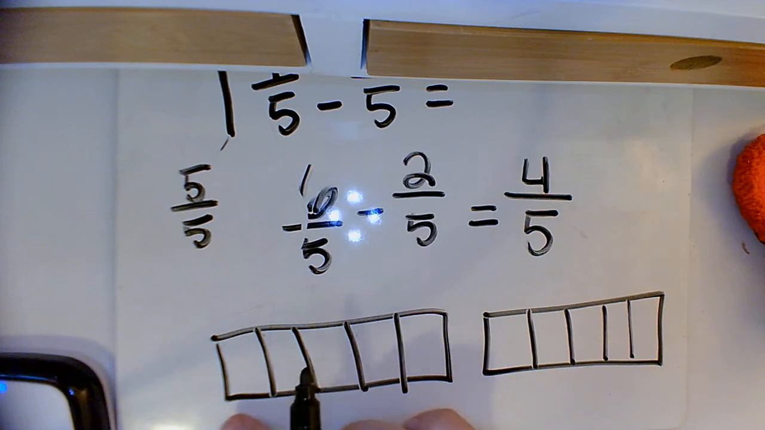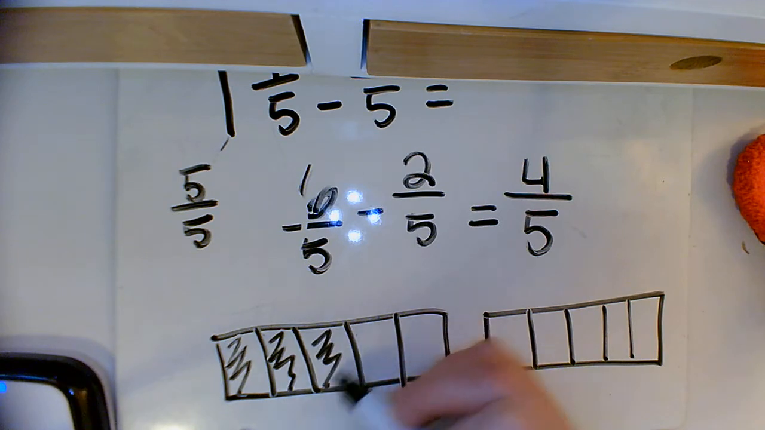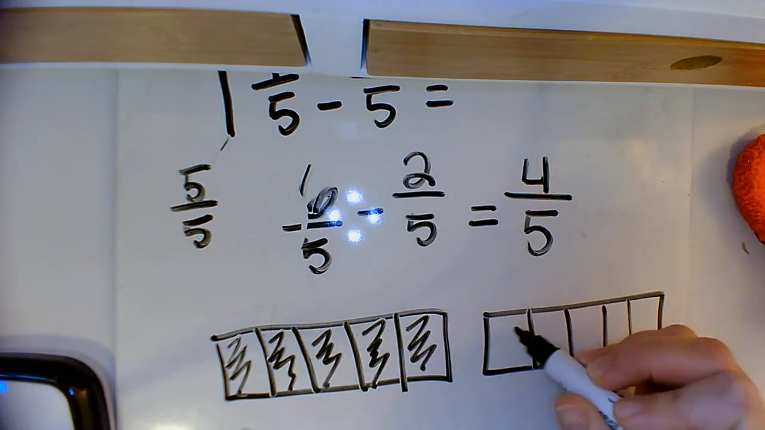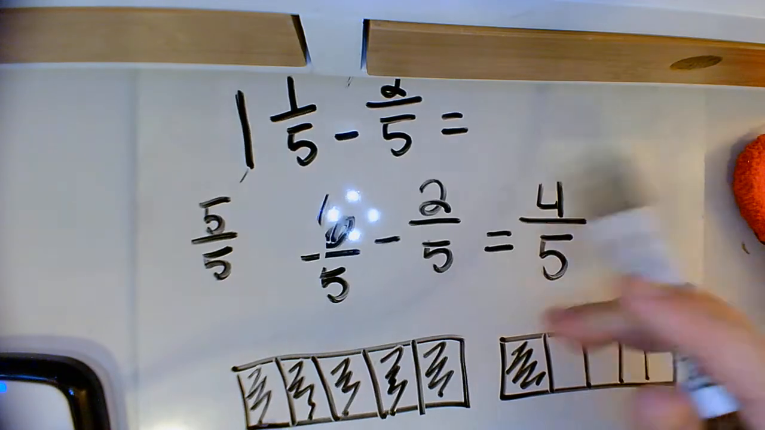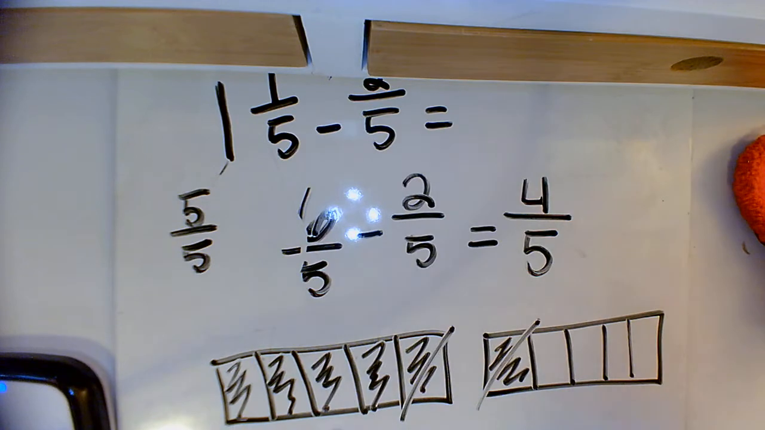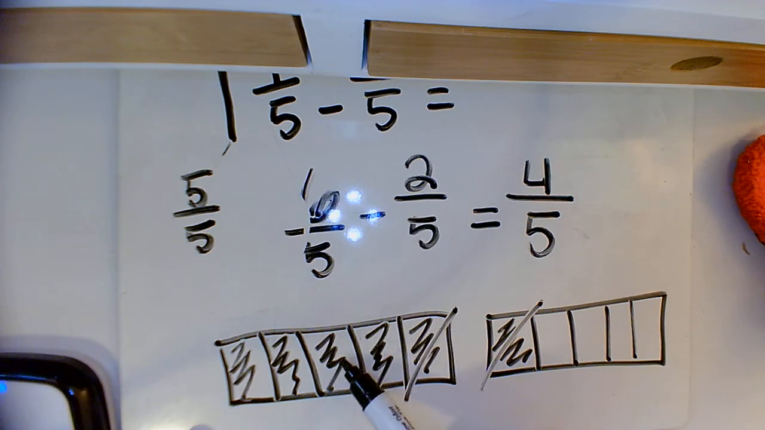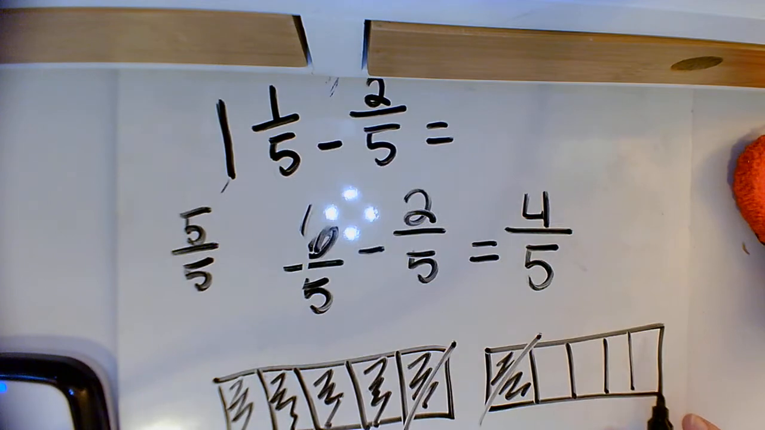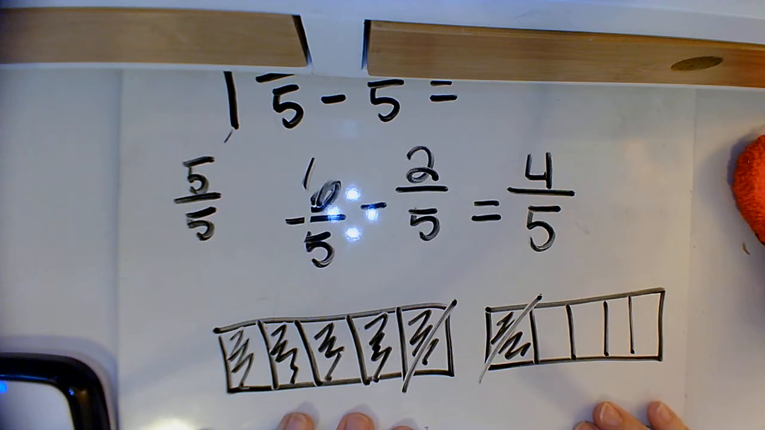Okay, and I know I have 1 and 1/5, so I'm going to shade in that 1 whole plus my 1/5. So I've got 1 and 1/5, and I'm subtracting 2/5. Okay, so I could just cross off 1, 2/5 because that's what I'm subtracting, and now how many do I have? 1, 2, 3, 4. 4/5.